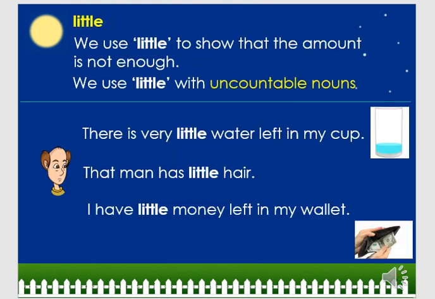Moving on, I have more examples to show you. Alright, let's look at the quantifier little. We use little to show that the amount is not enough. We use little with uncountable nouns. Like, there is very little water left in my cup. This is to tell us that little means not enough water in my cup.